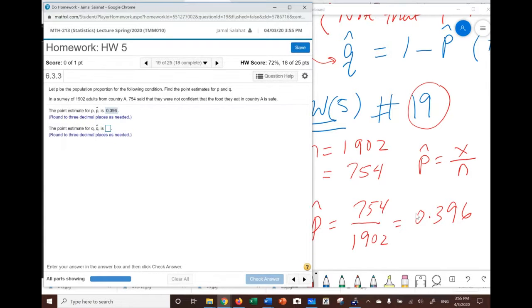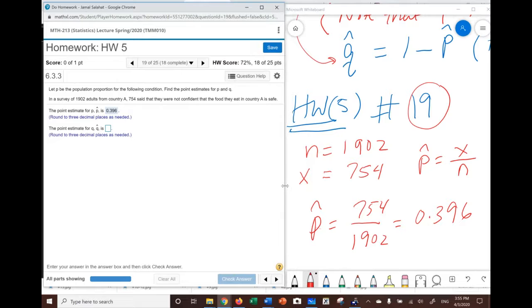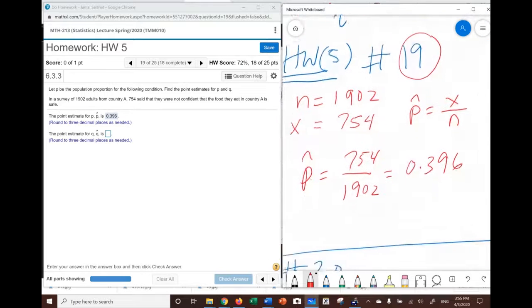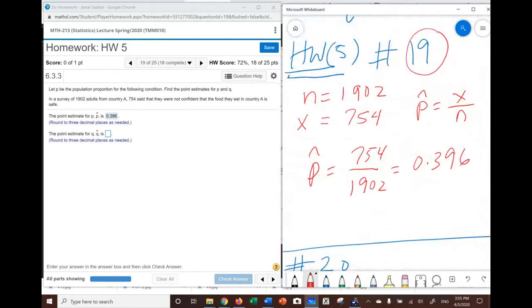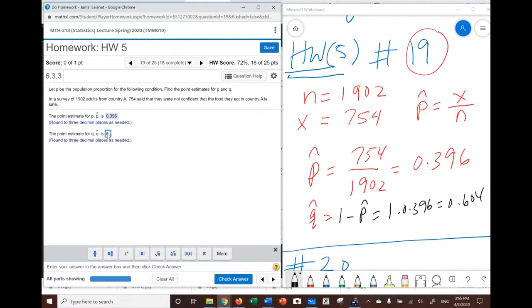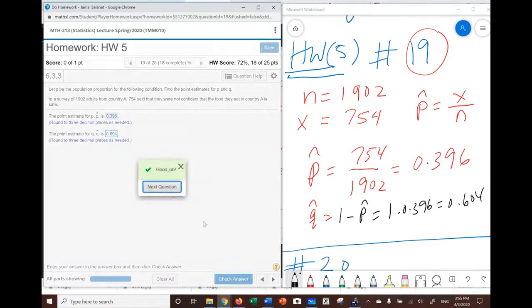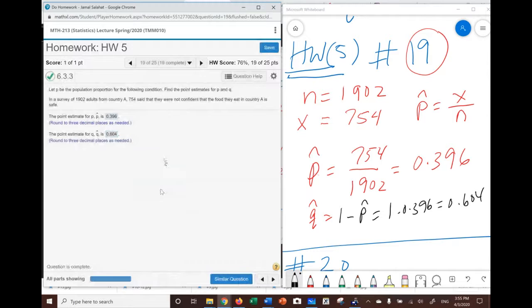We are expecting the second question here. The proportion of people who said yes is 0.396. So what do you think Q hat will be? By definition, Q hat is the complement, or 1 minus P hat. So it's going to be 1 minus 0.396, and if you do the math, it's going to be 0.604. So that is what we have for number 19.